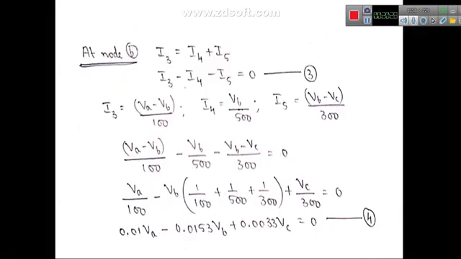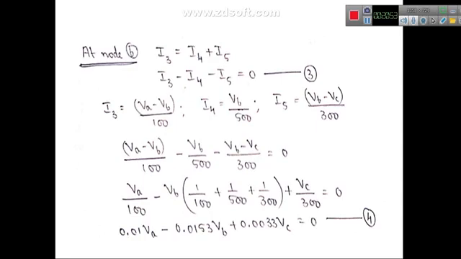This corresponds to node B. I3 is equal to I4 plus I5. Then you rearrange: I3 minus I4 minus I5 is equal to 0. Then you know the equation for I3, I4 and I5. You just substitute these values in this equation, expand and simplify. You will get the equation, which you can call equation number 4. This is the nodal equation at node B.